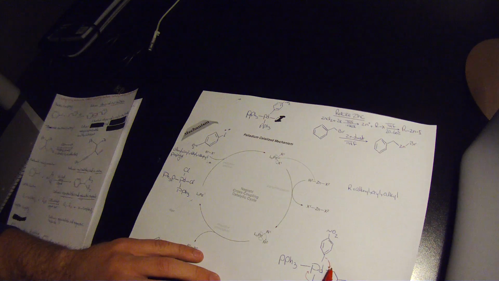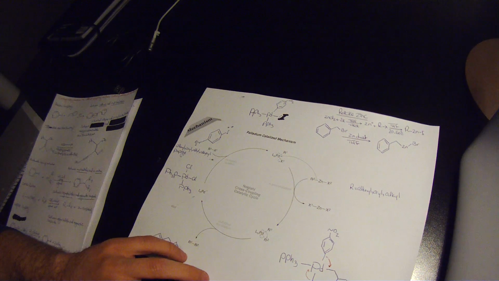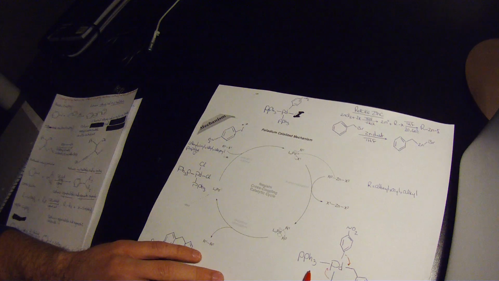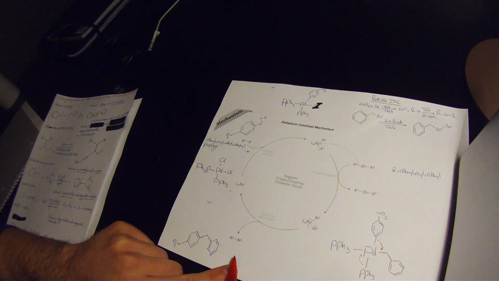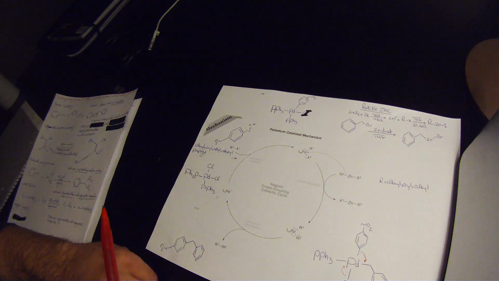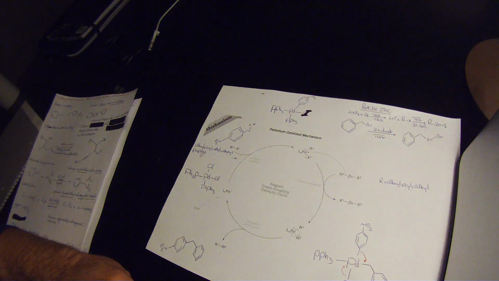transmetallation, we're going to have both our R groups loaded on our Pd catalyst. And this is where the final reductive elimination takes place and gives our final product, which is going to be the two R groups attached together through a carbon-carbon bond, and the palladium going back to its zero oxidation state to start another cycle of reaction.